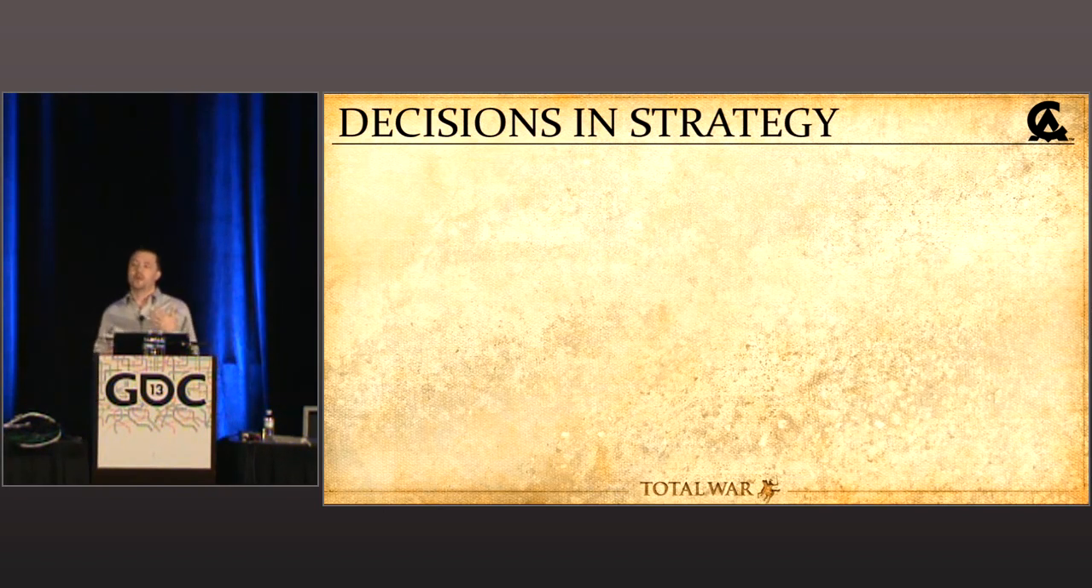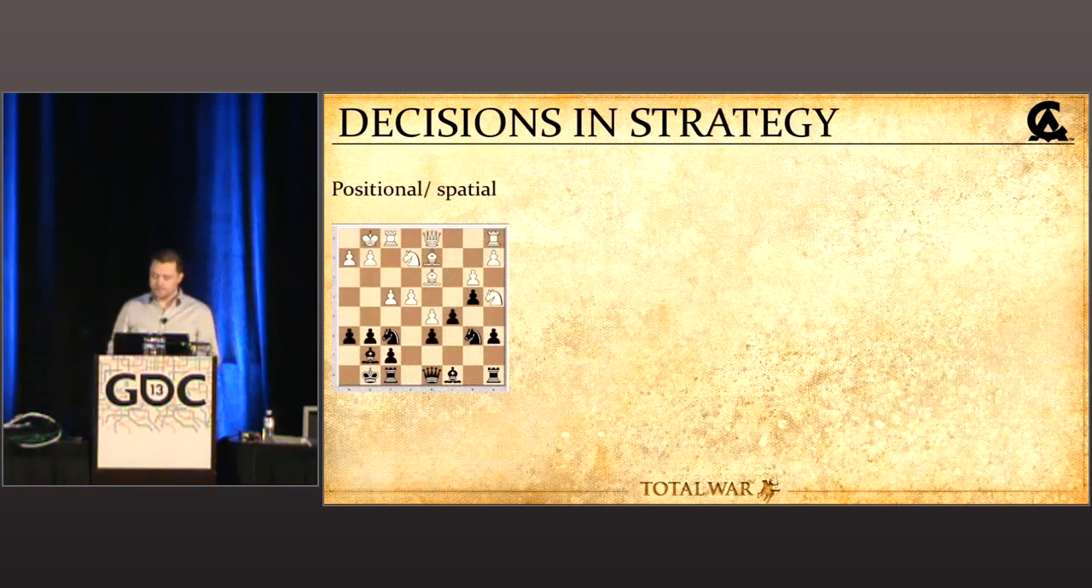So anyway, what is the context of these decisions, right? What are these decisions fundamentally about? Well, in strategy games, I would argue, really, that the context of decision-making generally falls into two spaces, right? The first is positional or spatial, and the second is really system dynamics.